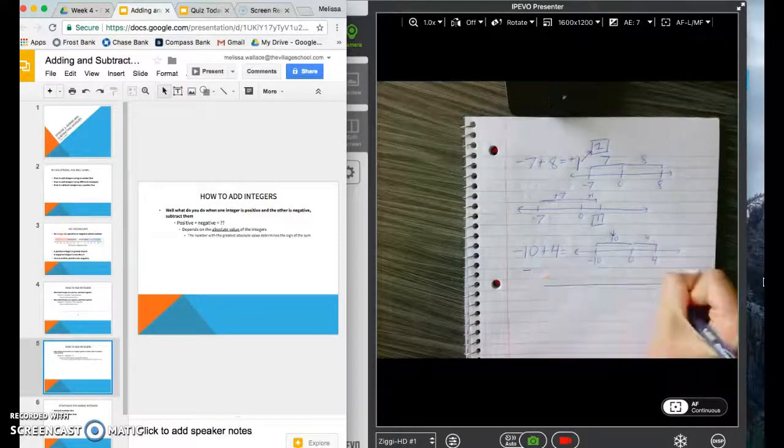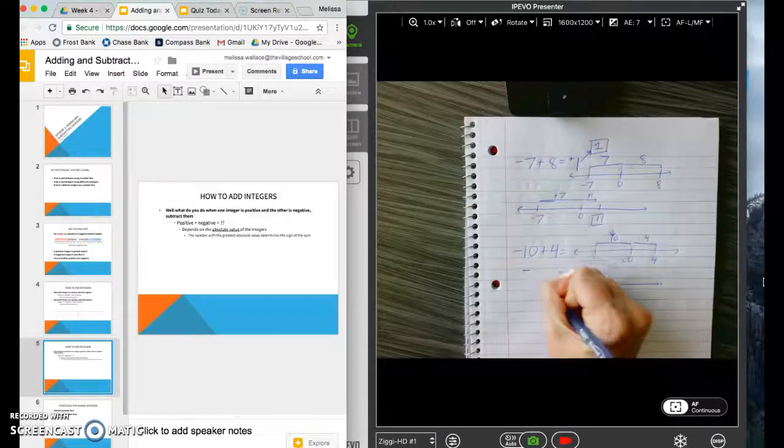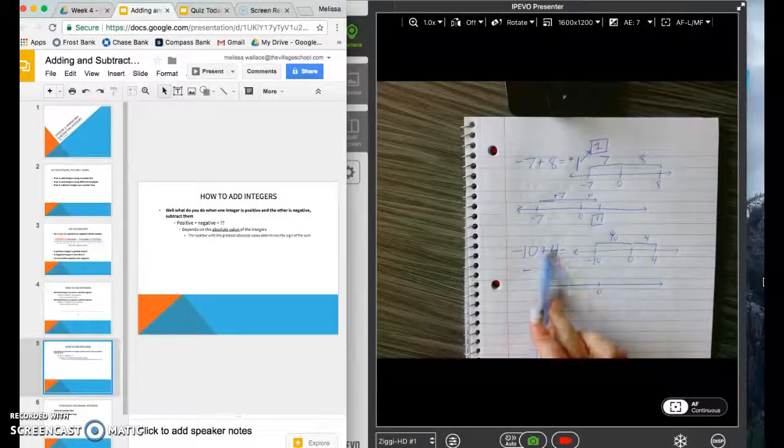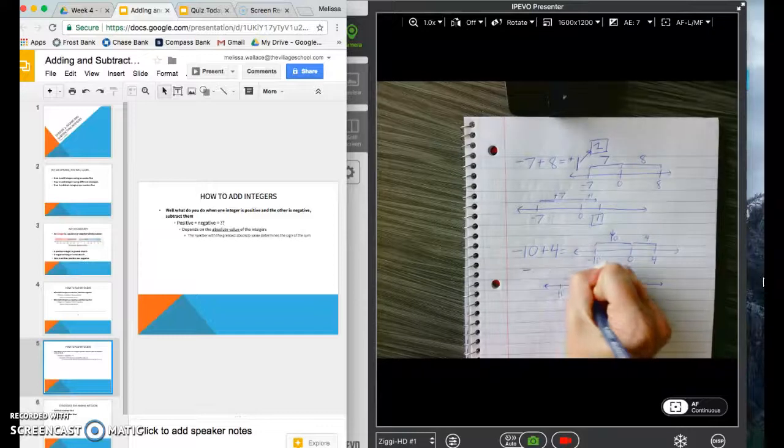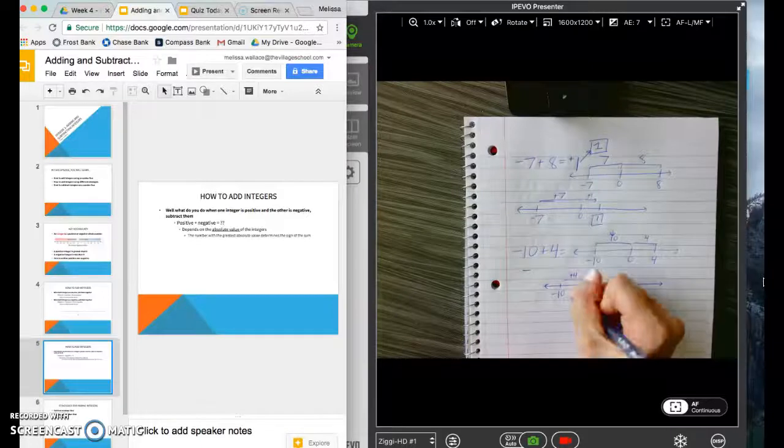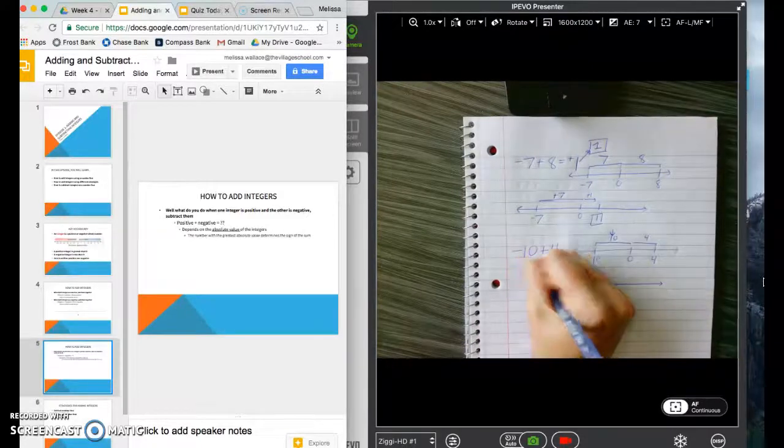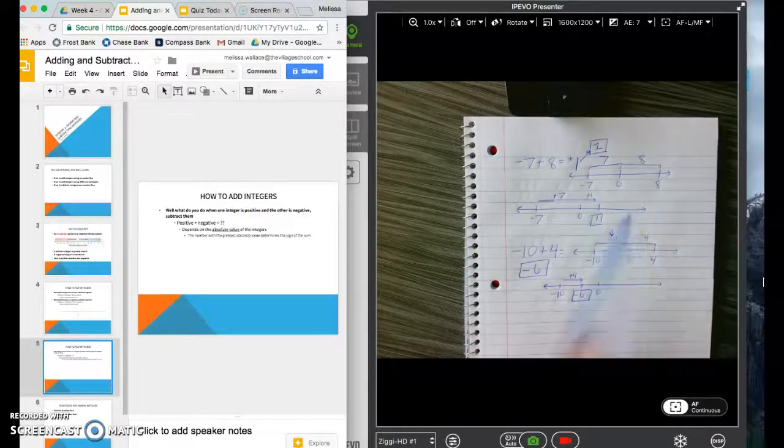To get my exact answer, I can think about starting at -10. Since I'm adding 4, which direction am I going to go? Am I getting closer to 0 or further from 0? I'm getting closer to 0. I'm not going to cross 0, but I'll still be negative. So my final answer is -6. The horizontal number line is a great strategy to use when we're adding, especially when one is positive and one is negative. But again, I know some of you, that's not your ideal strategy. So in class, we'll talk about different strategies as well.